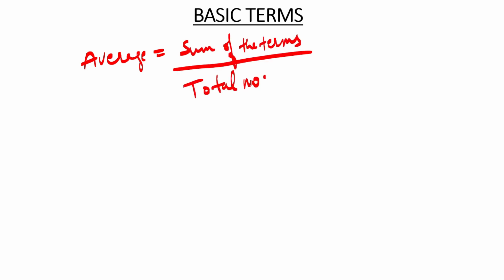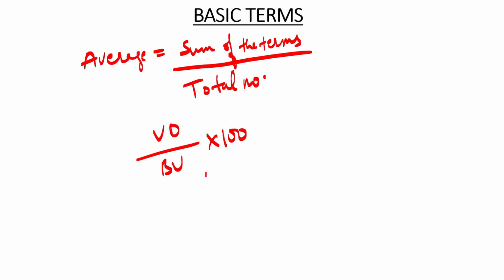So let's move on to the basic terms that we use in data interpretation. The first one is average. Most of you are aware of these basic terms, but let me repeat them once again. Average is defined as the sum of the terms divided by the total number of terms. Understood? And we have percentages. Percentage is the value divided by the base value, multiplied by 100.